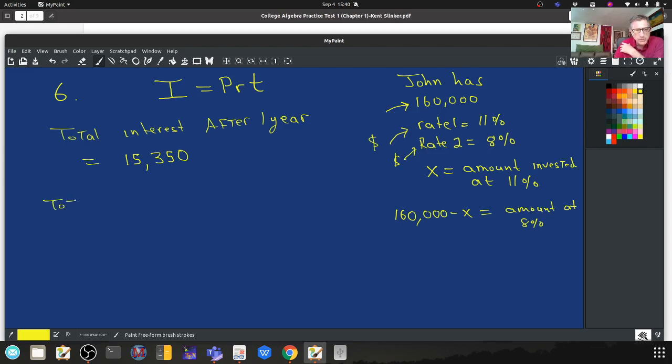So total, and by that I mean total interest earned. This is an important part, I think, is equal to interest earned at 11% plus interest earned at 8%. And the time frame is 1 year, so our t is just going to be a 1.